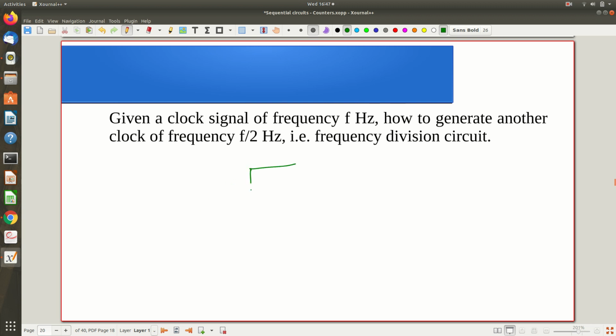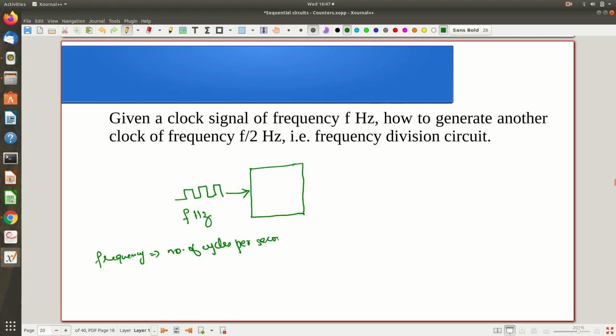I need a circuit, and I don't know how to implement it yet. The input to my circuit is some clock pulse, something like this, and it's of frequency f. Hope you know what frequency is. Frequency is the number of cycles per second, right? Typically this one is what you call one cycle, a particular pattern. This pattern is actually repeating over time.